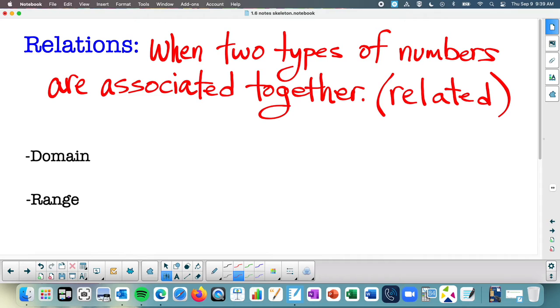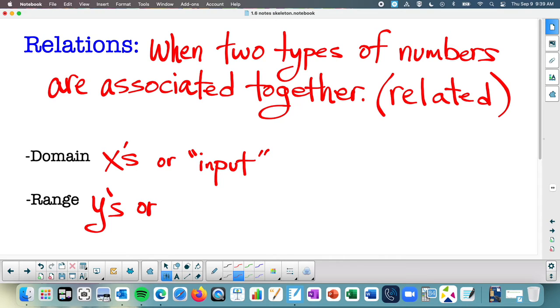Domain is considered the x's, because a lot of you like writing things as x's and y's. So it's the x's, though information doesn't always take on numbers. So it is the input or the first piece of information. And then range is just the opposite. Range is the y's, so the second number, or the output.